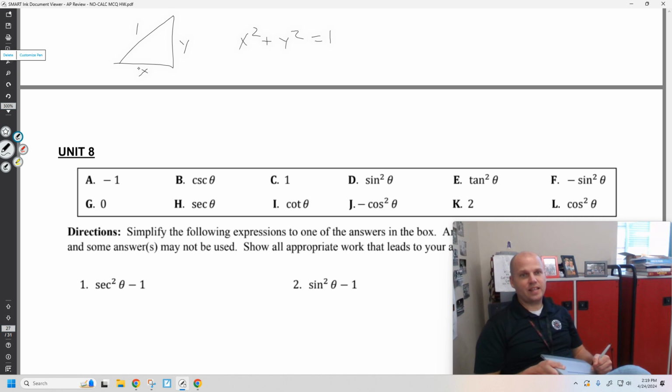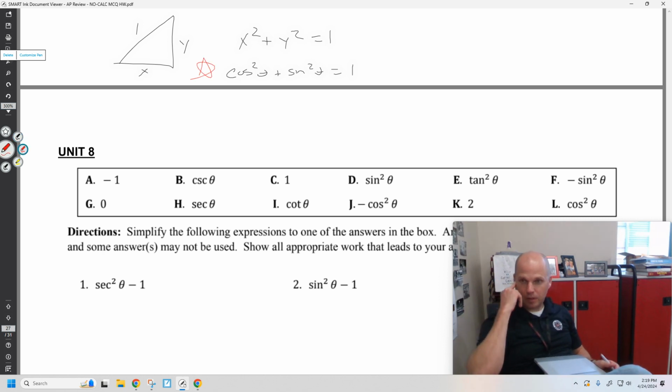Well, we should understand that x is the cosine of theta, that ratio with the hypotenuse of 1. Y is the sine of theta if the hypotenuse is 1. And you get this formula, cosine squared theta plus sine squared theta equals 1. Hooray. That's the first guy we got to remember.